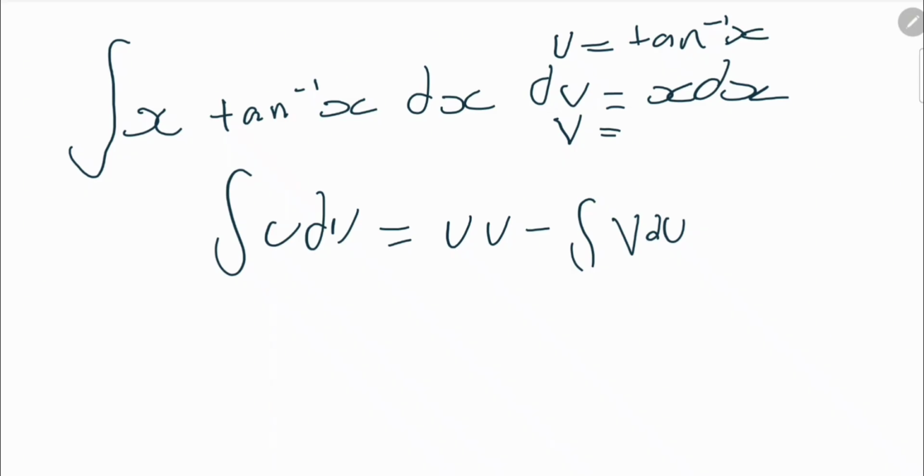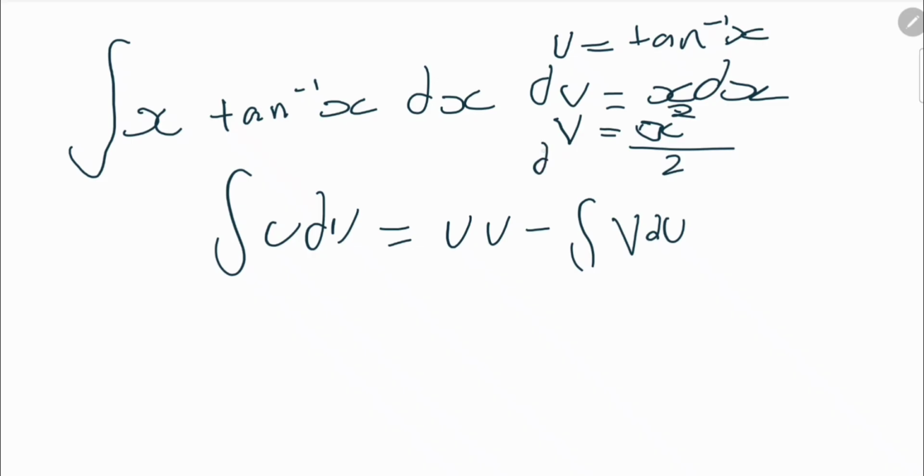Oh, okay. So, yeah, we can easily see that this is x squared over 2. Alright, now we want to find du.